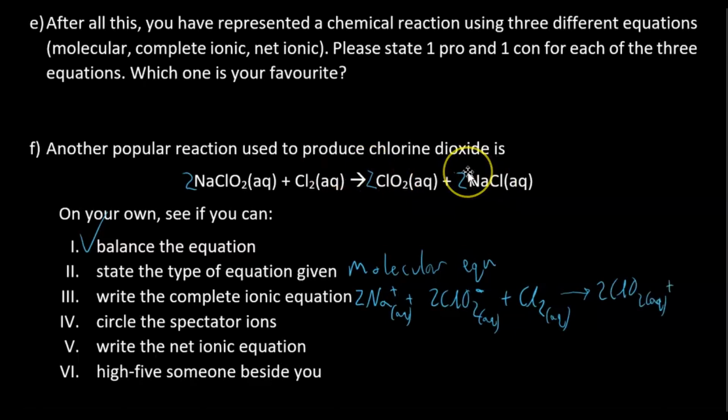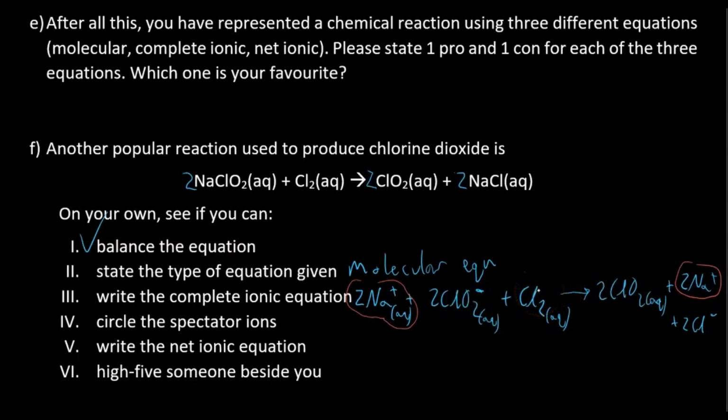Now this splits up sodium chloride. So we have 2 Na plus and 2 Cl minuses. There's the complete ionic equation. Let's circle the spectator ions. So we have 2 sodiums here and 2 sodiums here. We have, oh, that's it. Remember this is an anion and this is not an anion, so they don't cancel out.